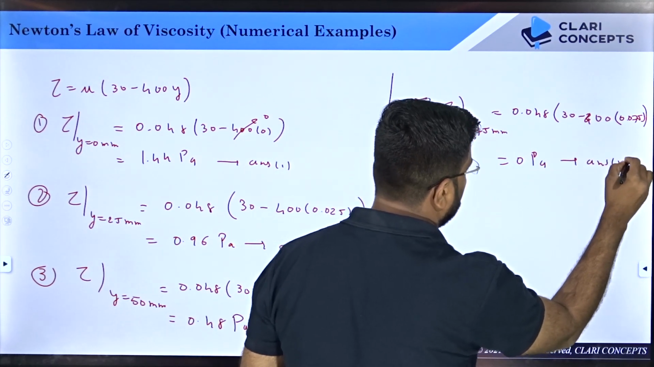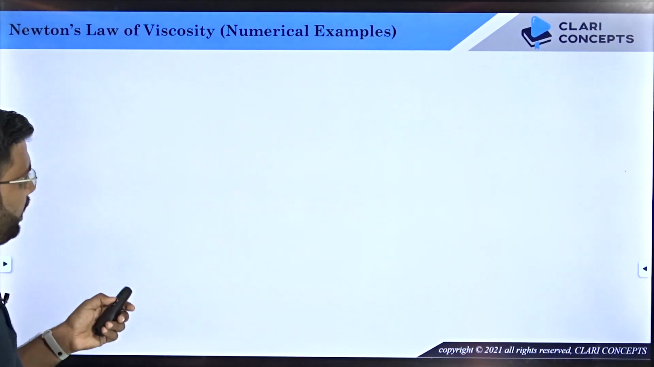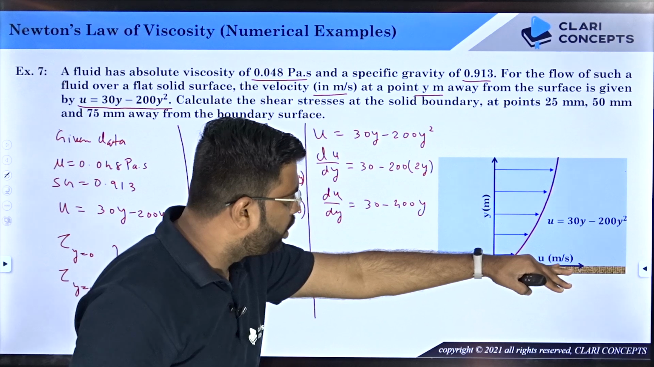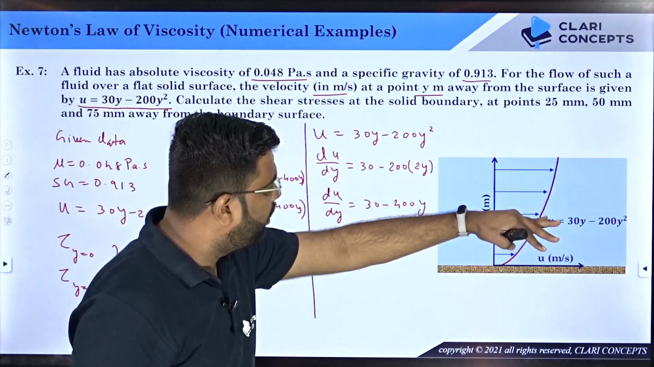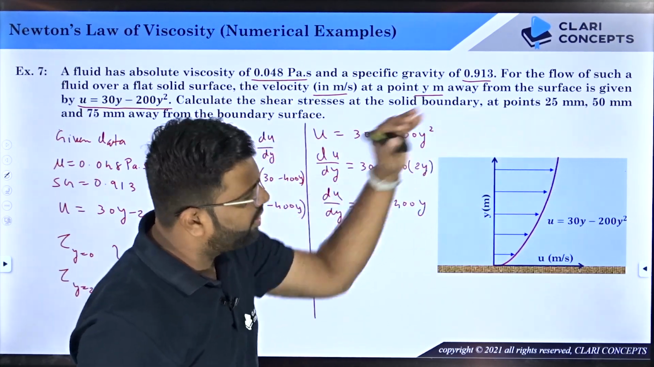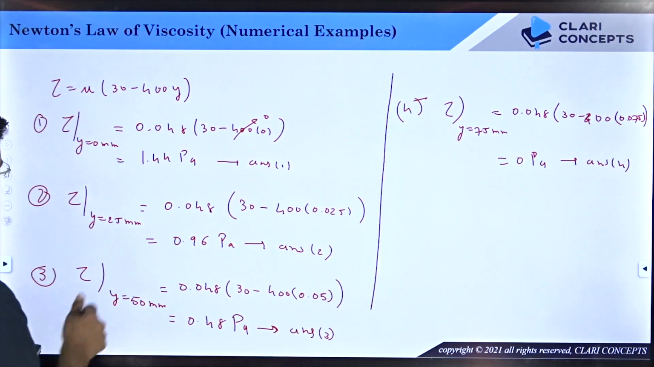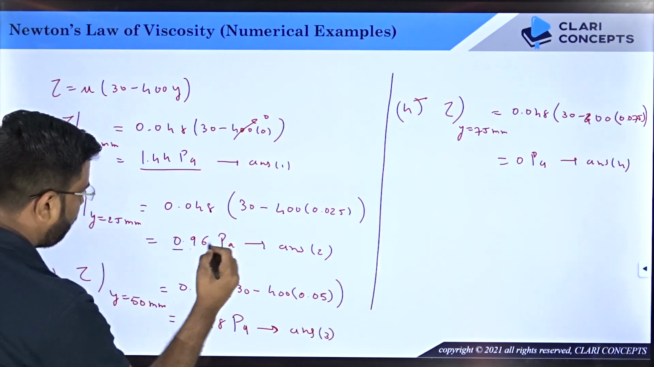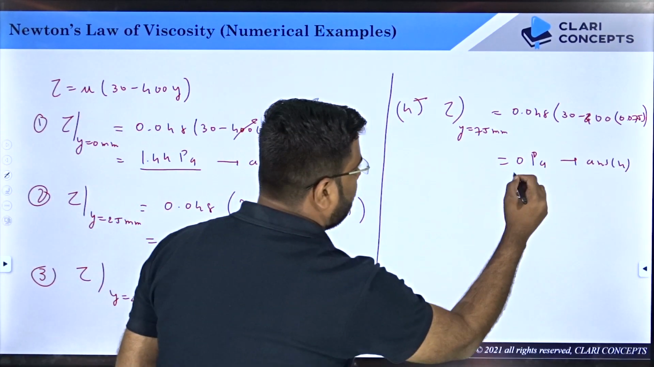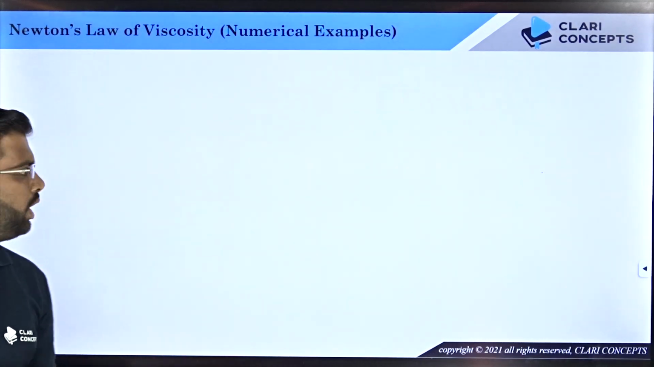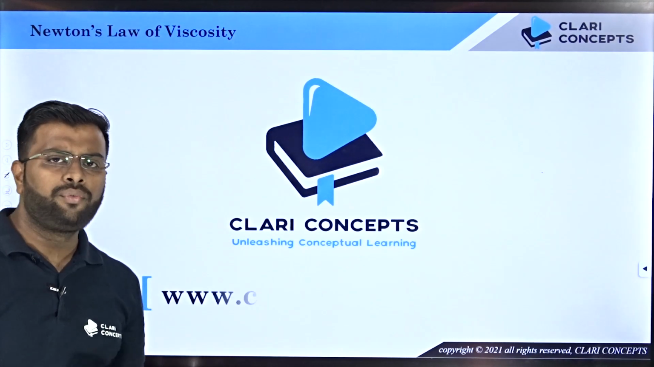Now you check. So what did you find out? You found out the value of tau at all the layers. Tau at y equal to 0, y equal to 25 mm, 50 mm and 75 mm, right? And all these values are the answers of the same. This is at 0 mm, 25 mm, 50 mm and 75 mm. So I hope you understood the theory and how to solve the numerical for this particular topic.